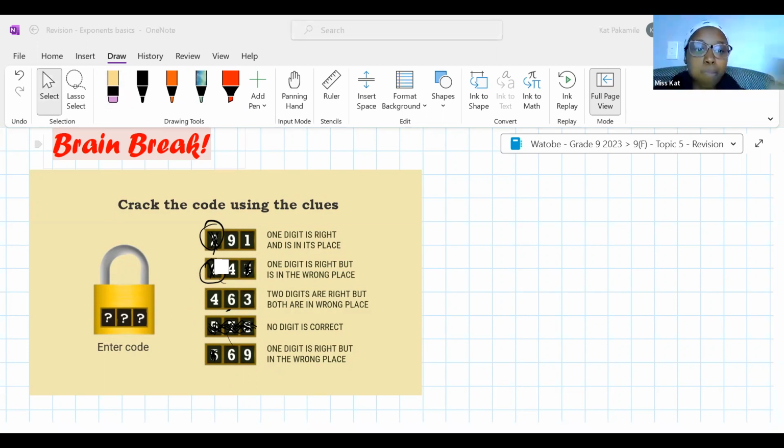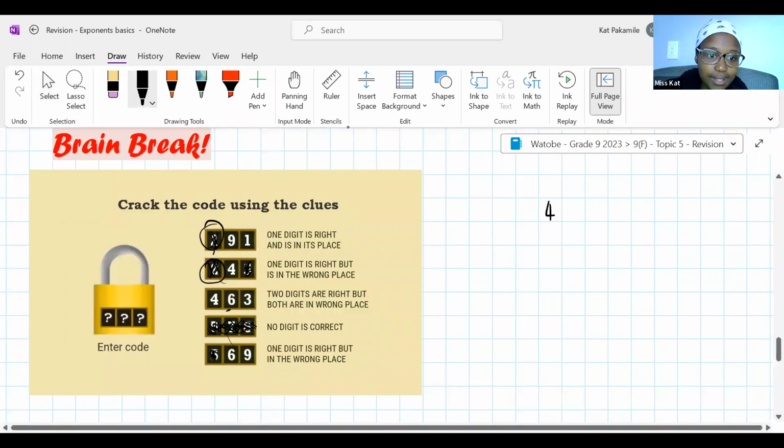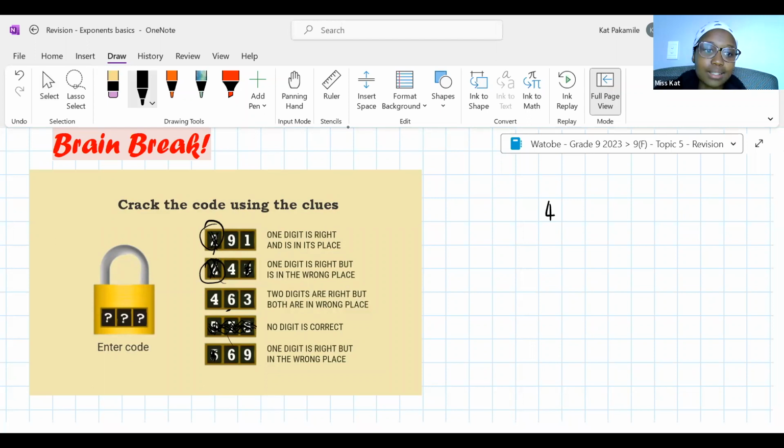So what I'm thinking is from the second row, we know that 4 is right. 4 has to be there. Then in our third row, it says 2 digits are right. From that, we know 4 is right, and it says both are in the wrong place. So 4 can't be in the first place, it has to be the last digit. I see what you mean. That's what I'm thinking, but that's as far as I've gotten so far. So 4 has to be in the last digit.